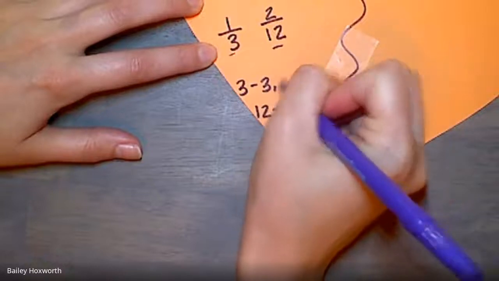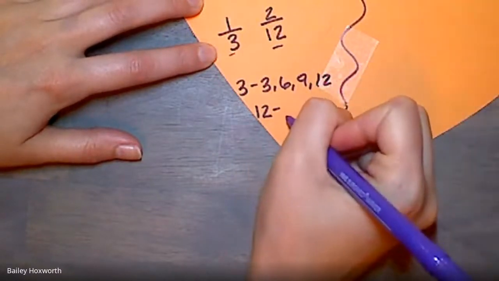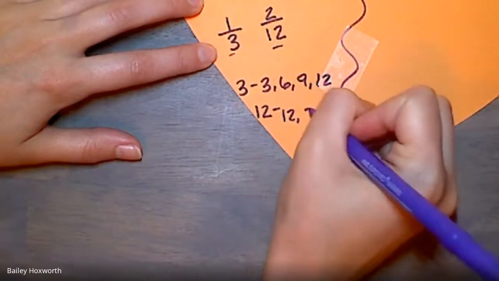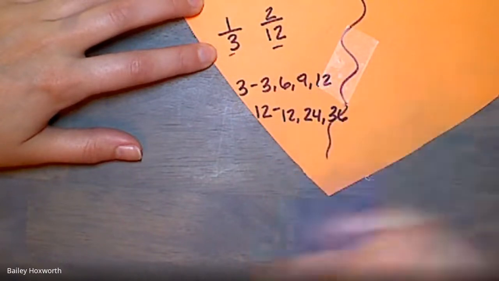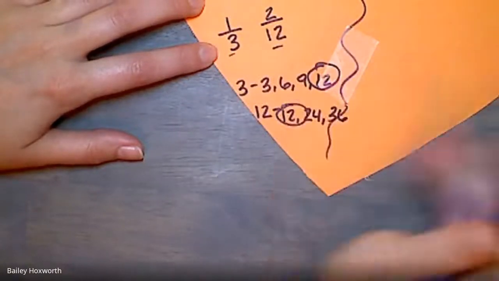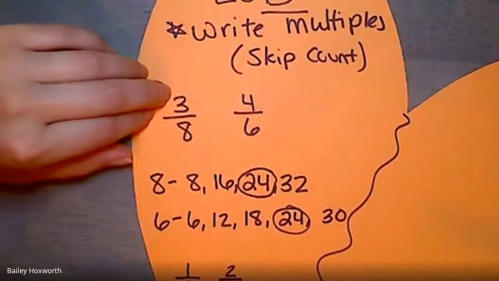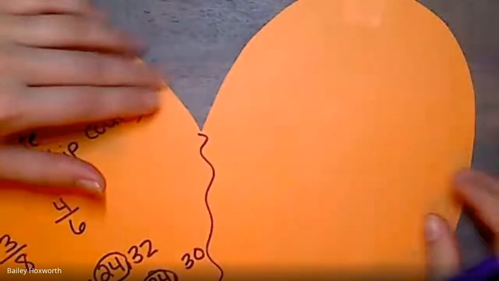I have 3, 6, 9, 12. And for number 12, I have 12, 24, 36. Which one do they have in common? And which is their least one they have in common? 12. Wonderful. So quick review. Finding LCD is pretty easy. Now let's talk about simplifying.